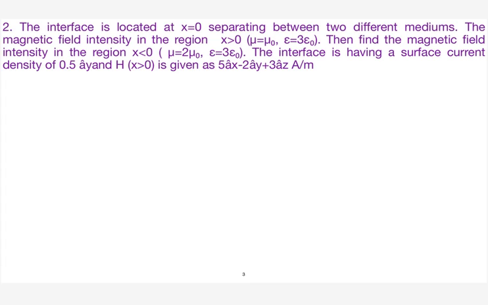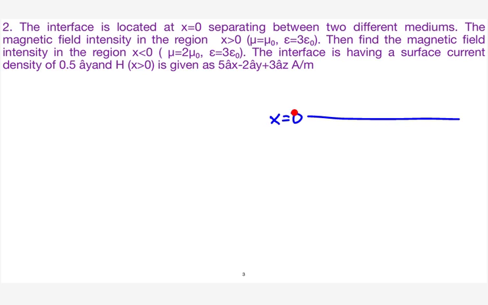So see that, the interface located at x equal to 0 is separating two different mediums. And the magnetic field intensity in the region x greater than 0 is given. So this is the characteristic. Then you find the magnetic field intensity in the region x less than 0. So let me draw that. So this is my x equal to 0 interface.